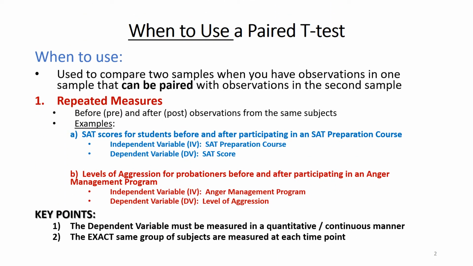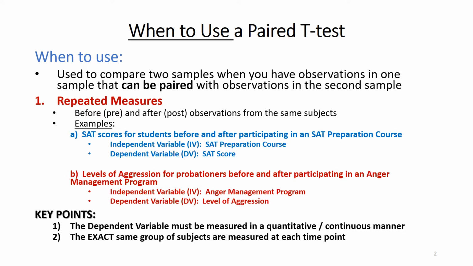So as we do with all of our inferential tests, we're going to start off by trying to understand when I would use a paired t-test. The first thing we want to look at is this under when to use. We can read right here, use to compare two samples when you have observations in one sample that can be paired with observations in the second sample. That's the key phrase there, bolded. Observations that can be paired between the two samples.